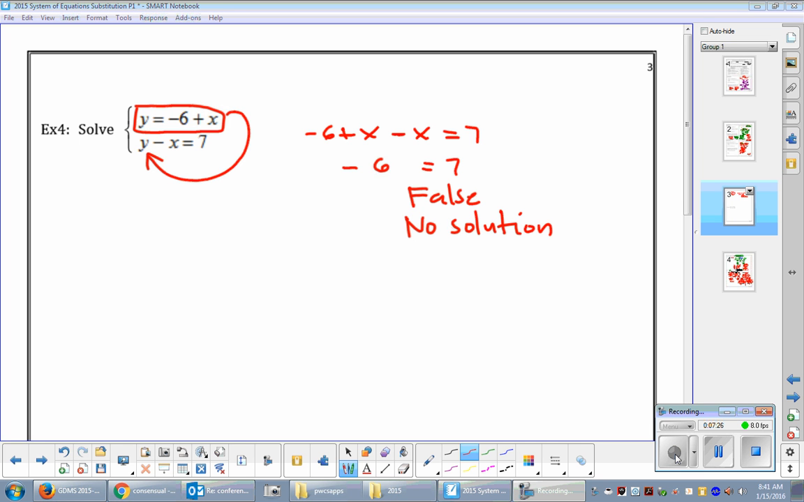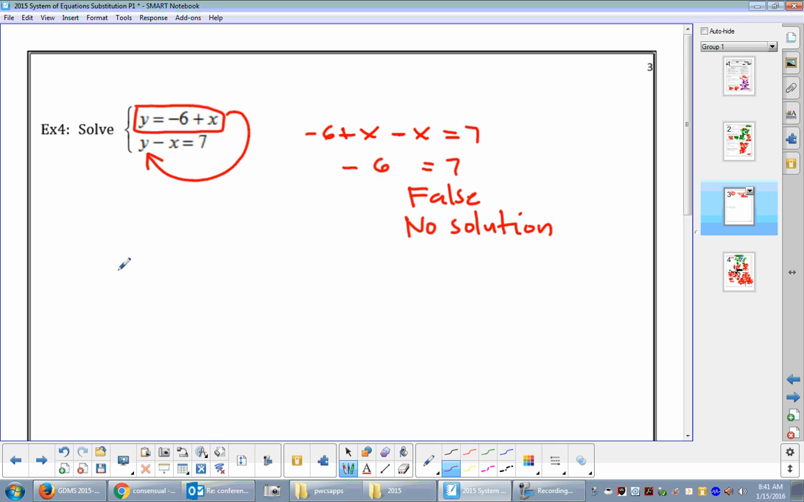Now, if you are going to plug in the y value from the second equation to the first equation, you'll be able to get the same answer. So I'll show you another way of solving this system, and you'll see that no matter how you solve it, you will get no solution.